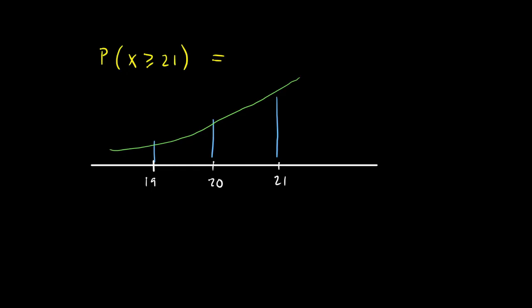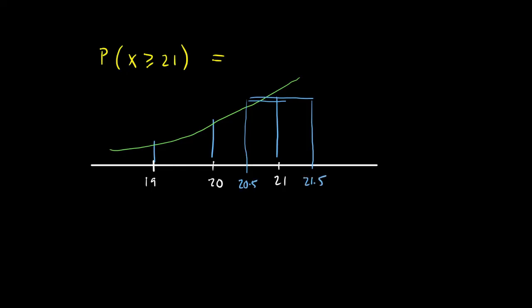So if I want to calculate the probability that X is greater than or equal to 21, it now includes basically this whole region here, right? So when we think about 21 now, we're not thinking about an integer. We're thinking about a range of values that goes from 20.5 all the way up to 21.5.